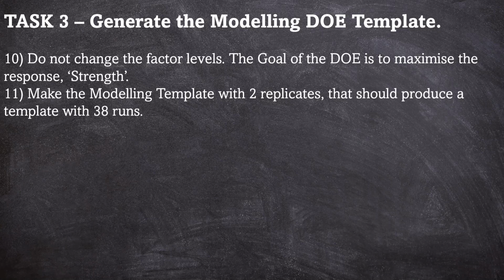Now we're on to task 3, which is generate the modelling DOE template. So number 10, do not change the factor levels. The goal of the DOE is to maximize the response strength. Number 11, make the modeling template with 2 replicates. That should produce a template with 38 runs. So we're going to do what we did before with the screening DOE, but this time it's the modeling DOE. We're going to create another template and we're going to give that to the researchers. They're going to conduct each run, get a response value for us, and then we're going to have to analyze that. But this step is create the modeling template.